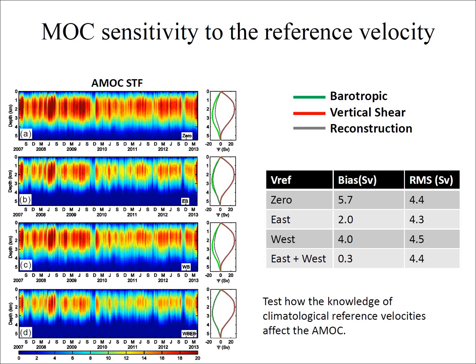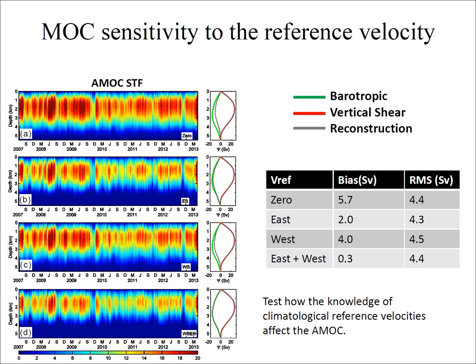So here are 4 cases. First we assume a level of no motion, so 0 velocity at 37.09 sigma 2, which is about 3,700 meters. Then we use the climatology in the eastern boundary, the western boundary, and east plus western boundary. In blue here is the barotropic component, and in red the vertical shear. These are estimated from the perfect model decomposition, and the reconstruction is the gray one that I hope you can see.